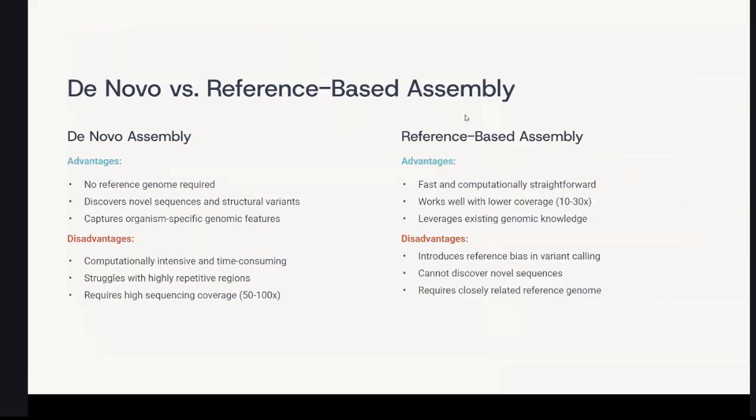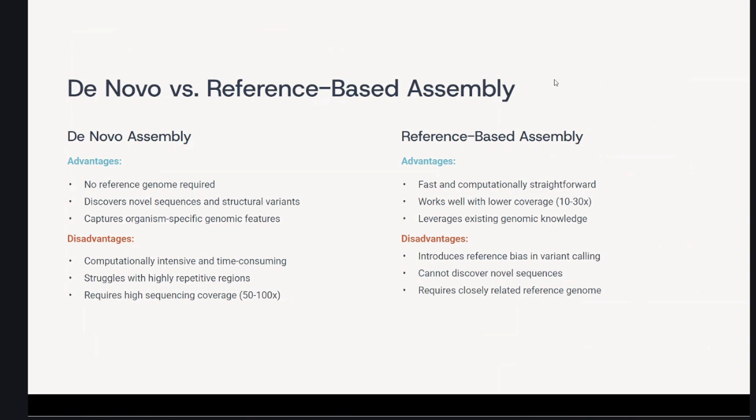Okay, next we have: how do we assemble these raw FASTQ sequences? We have two fundamentally different approaches to assemble the genome, so it's crucial to understand when to use which one. Let us start with the de novo one. De novo assembly is basically you are building something from scratch, something very new, from the very beginning.